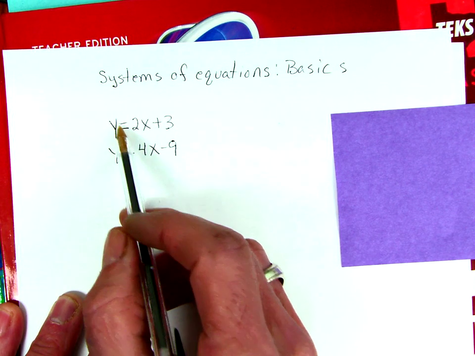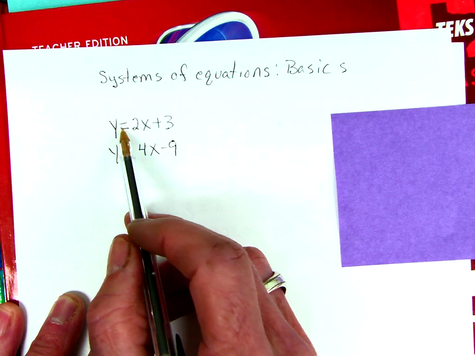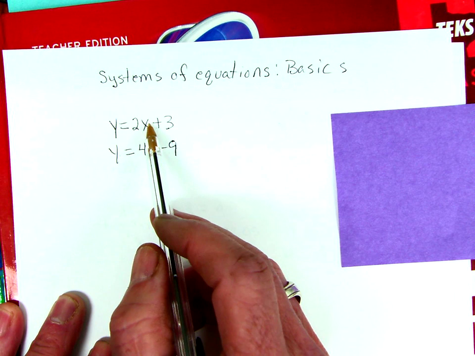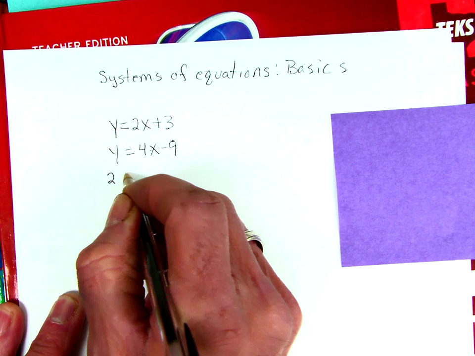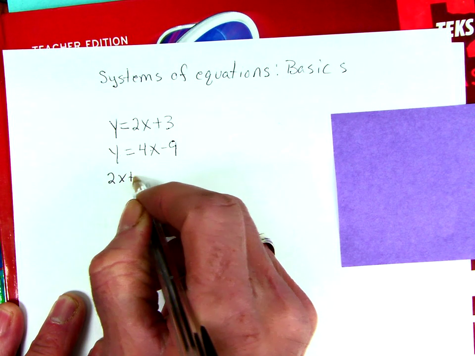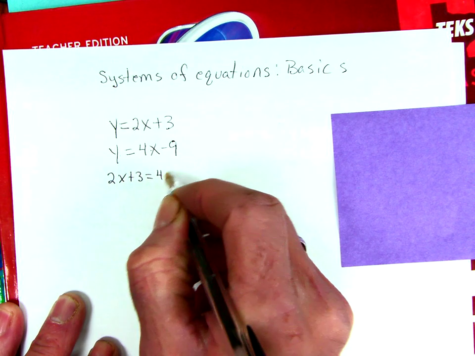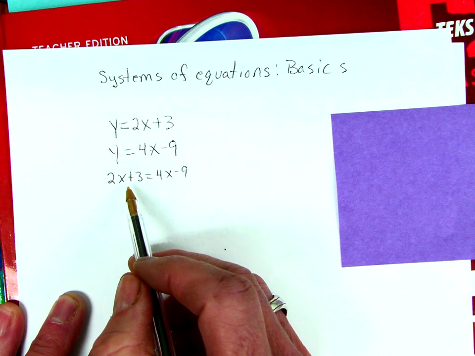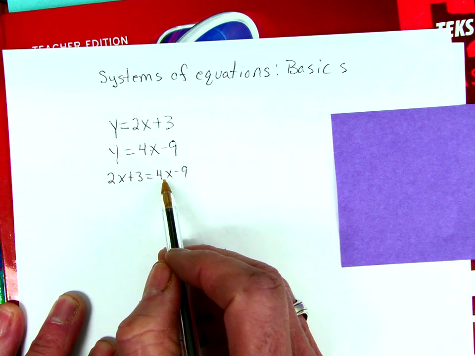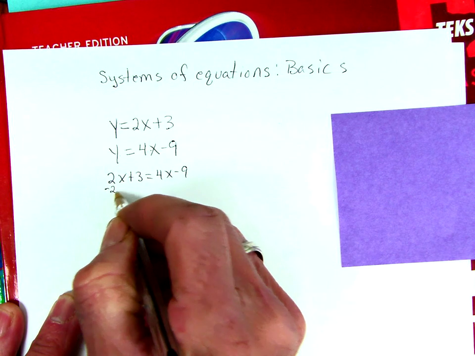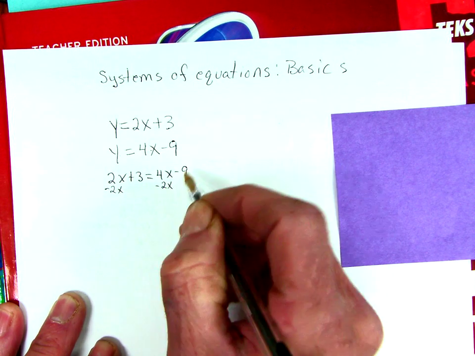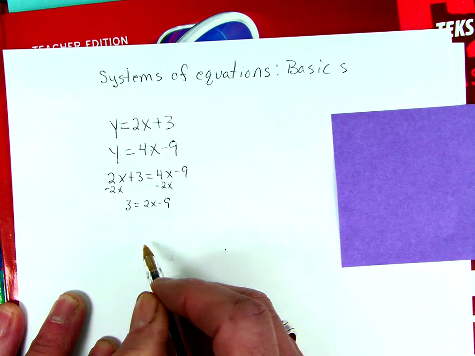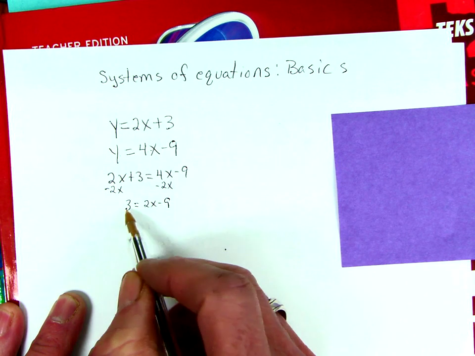However, since they both say y equals, y is equal to this, y is equal to that, therefore this must equal that. So that gives us an equation of one variable that we can solve. Move all x's to the same side. Well, this side has the most, so I'm going to move these two x's to this side. 3 equals 2x minus 9.